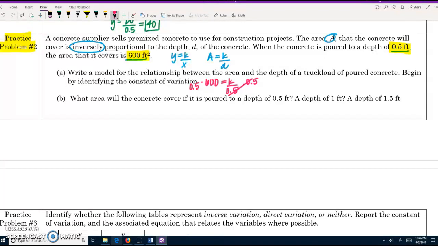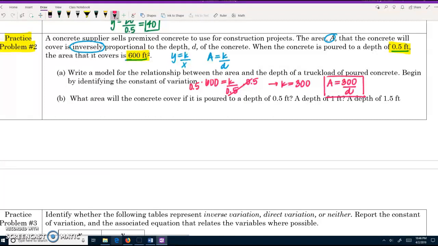So 600 times 0.5 is going to give me a k value of 300. So my equation that's going to work for any prediction is going to be area is equal to 300 divided by the depth value. Then I can take that equation and use it to solve for the predictions in B.